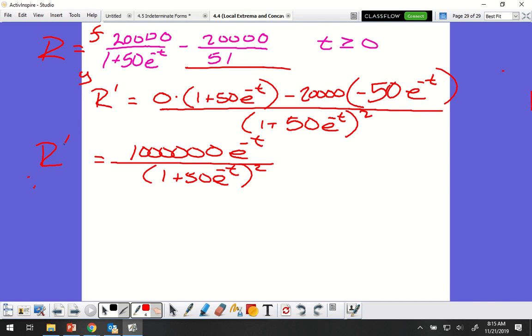Because of how this function is, it's going to look like this. So I'm going to pull this aside: 1 plus 50 e to the negative t. Even though it's squared, that's not going to matter. So set that equal to 0, and we're trying to solve for t here. So let's move this over. It's a negative 1 equals 50 e to the negative t, divided by 50. So it's negative 1 over 50 equals e to the negative t, right?